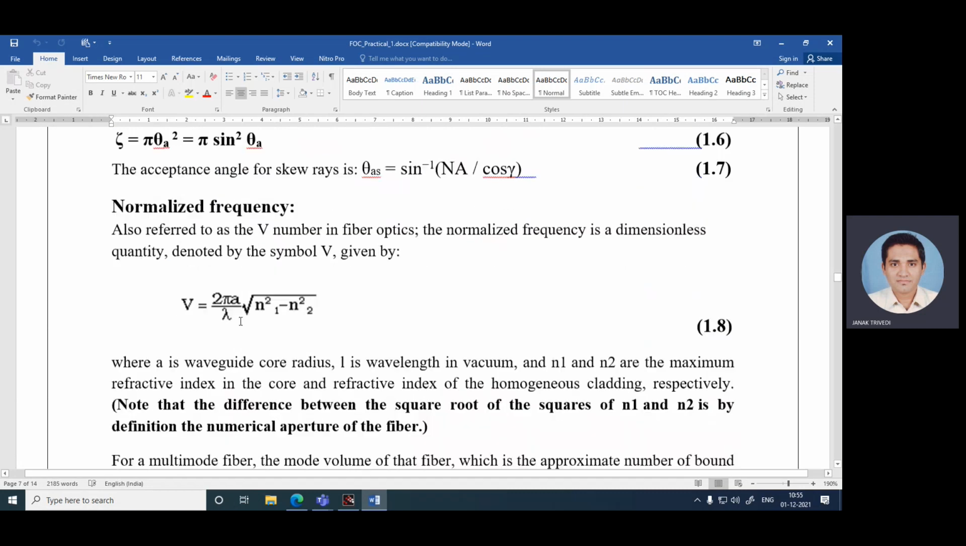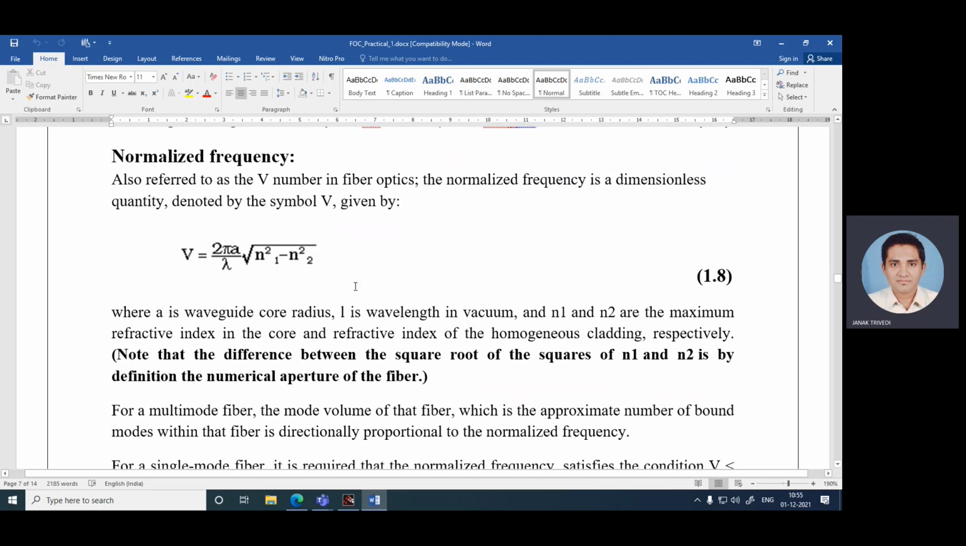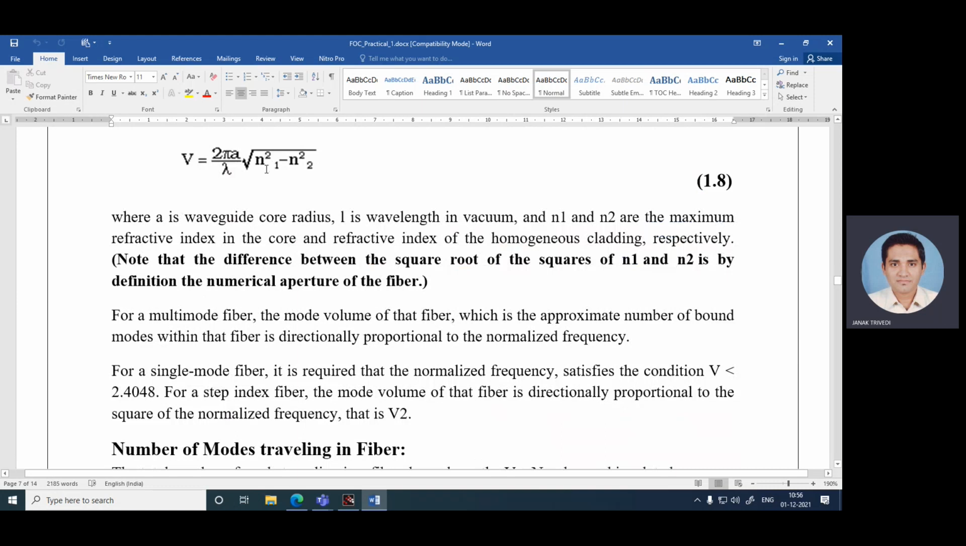The normalized frequency is referred to as the V number in fiber optics. The normalized frequency is a dimensionless quantity denoted by the symbol V, which is given as V equals 2 pi a divided by lambda times the square root of n1 square minus n2 square, where a is the waveguide core radius, lambda is the wavelength in vacuum, and n1 and n2 are the maximum refractive index in the core and the refractive index of the homogeneous cladding respectively. Note that the square root of n1 square minus n2 square is by definition the numerical aperture of the fiber, so you can also put the numerical aperture here.